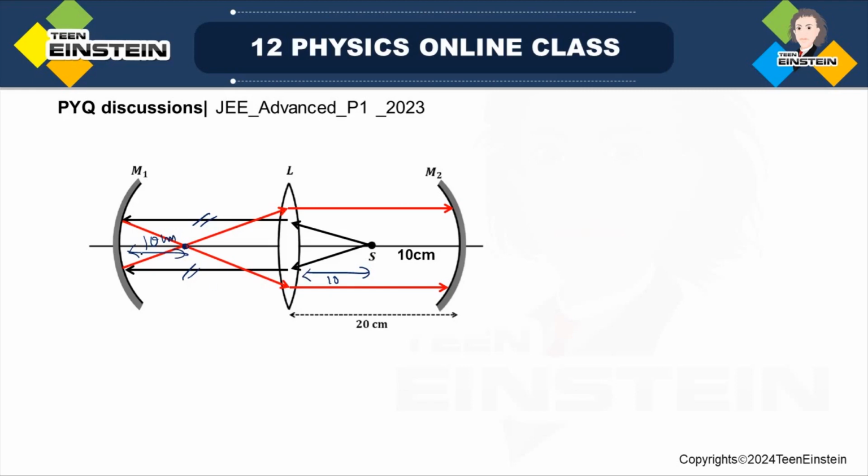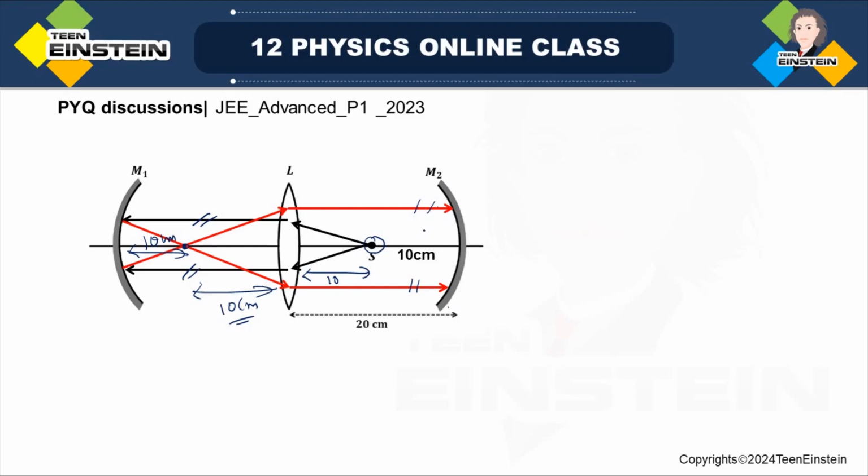These rays are reflected by this mirror, and after refraction through the lens, they are not going to meet again at this particular position or at the source. This is my conclusion here. Now, from another situation I am showing you here, if this is also 10 centimeter, then these rays after refraction will be parallel. So parallel rays are reflected from this M2 mirror.